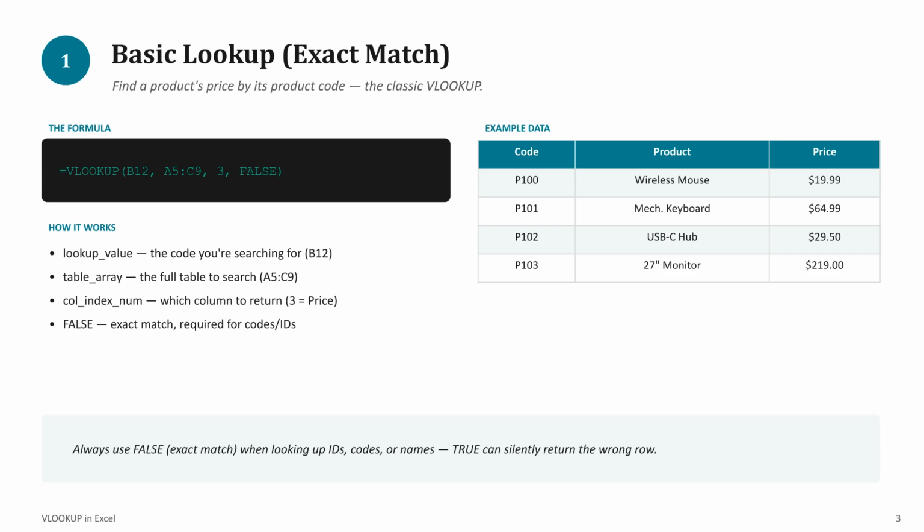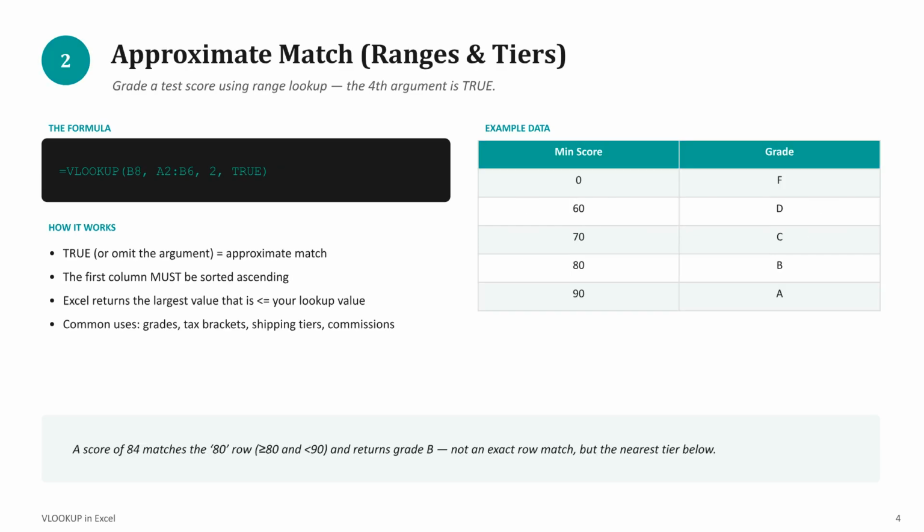The key takeaway here: always use false for exact match lookups. It's a small detail, but it's the single most common VLOOKUP mistake. People leave it out or set it to true and get incorrect results without any warning. Now let's look at a different kind of lookup. One where we're not matching an exact value, but rather figuring out which range or tier a number falls into.